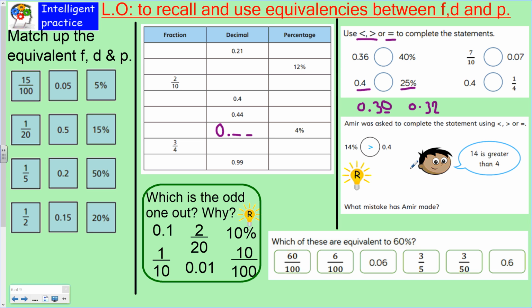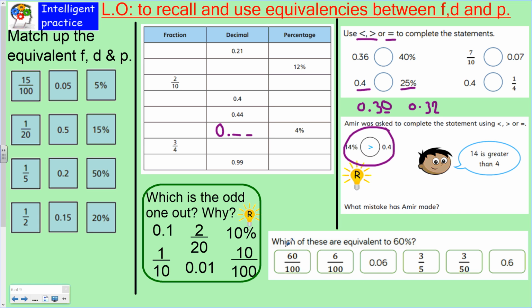Next one, Amir is asked to complete the statement using more and less than and an equal sign, or greater and less than. He says 14% is bigger than 0.4, so 14 is greater than 4. What mistake has Amir made? Okay, so you need to explain that, show your working out, and actually have a go at answering this part of the question.